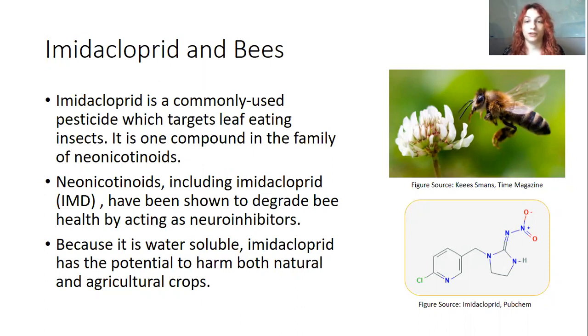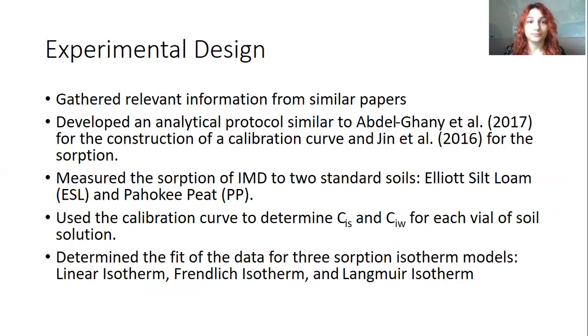So because imidacloprid is water soluble, it's super popular with farmers, but that also means it can have potential harm for both natural and agricultural crops because it is essentially eliminating their pollinators.